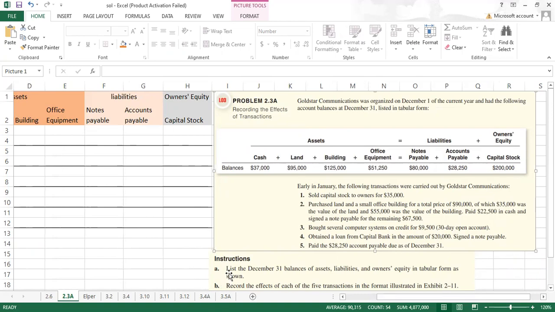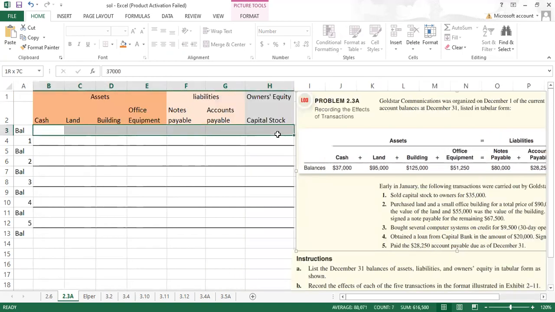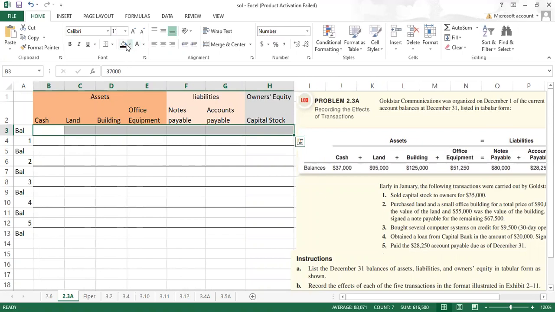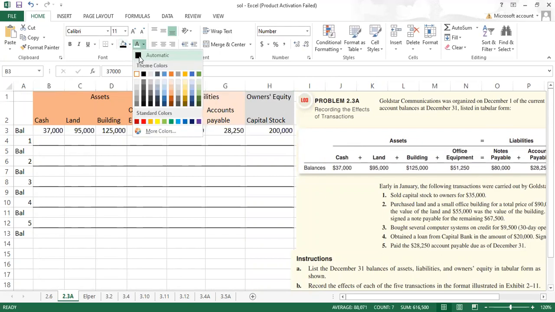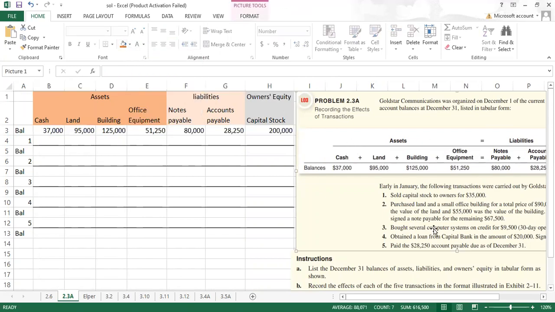Part A says list the December 31st balances of assets, liability, and owner's equity in tabular form as shown. So you're simply supposed to copy this over there. That is what part A is asking you to do. So we are going to copy all of this over here. We are done with part A.